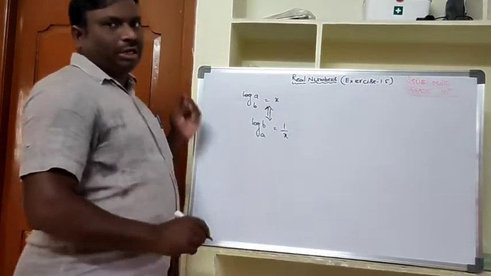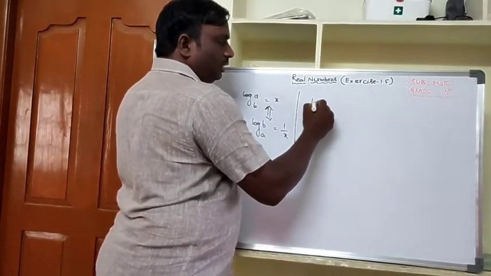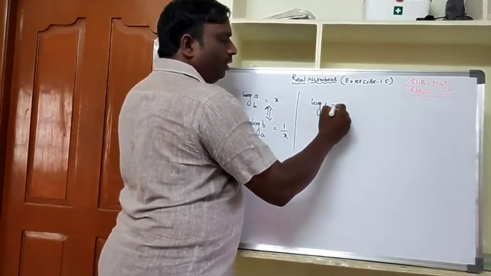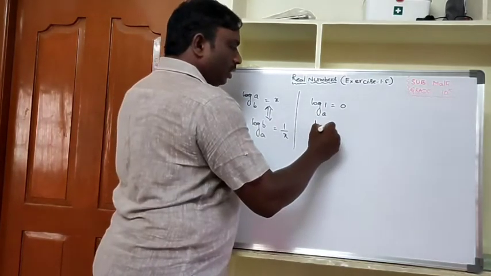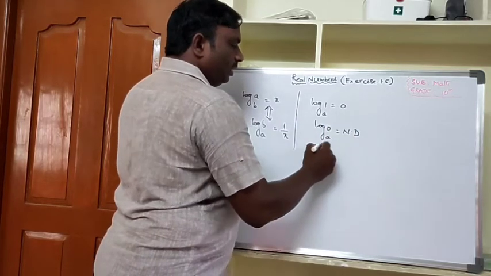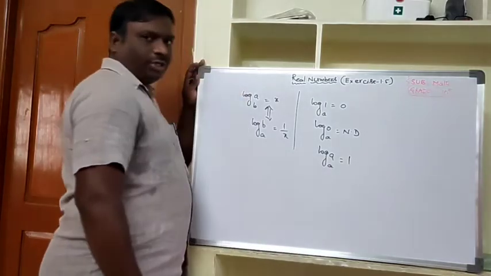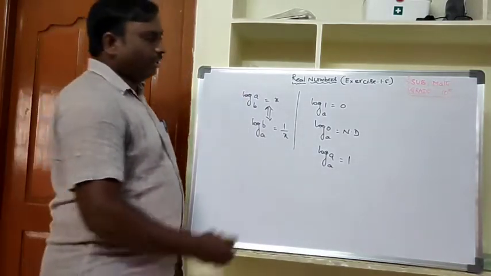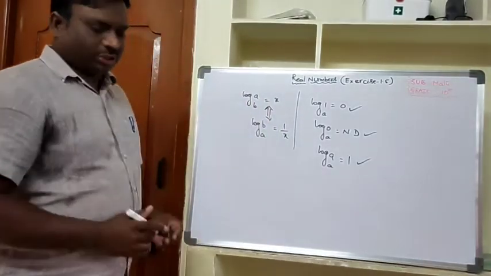Okay, this is the last one. Now, a few more rules are there. Those are log 1 equals 0, log 1 to the base a, and log 0 to the base a is not defined, and when the log value and base value are the same, then the value is 1. Based on these three also, we can do the solutions.